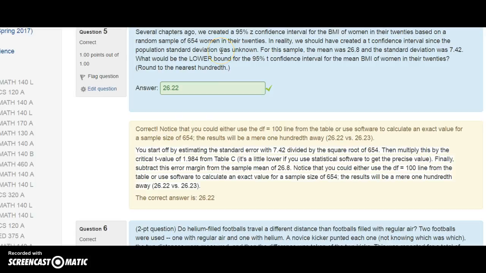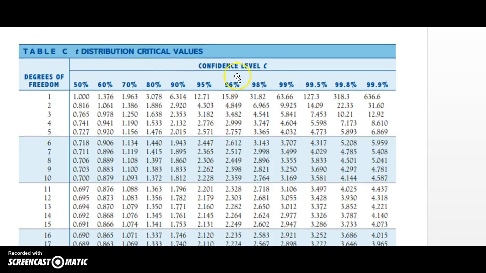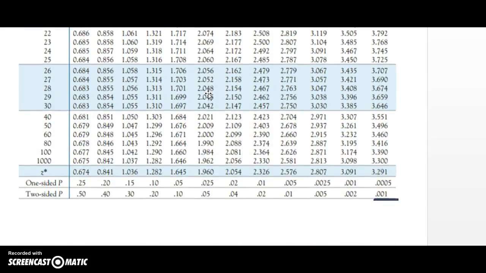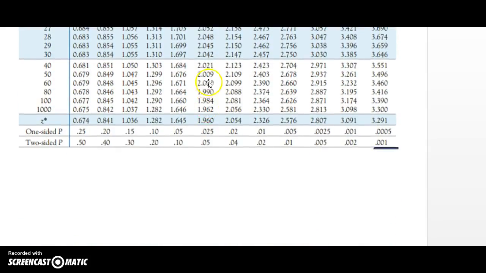Okay, probably the trickiest part here is the t star. So let's revisit how we could find that. We have a random sample, 654 women, so our degrees of freedom would be 653, and we know we want a 95% confidence interval. Okay, so we go to table C, confidence level is 95%, and we scroll down here, we're not going to find that degrees of freedom of 653 over here, just because the chart doesn't contain that many rows. So we're stuck somewhere between this 100 and 1000.